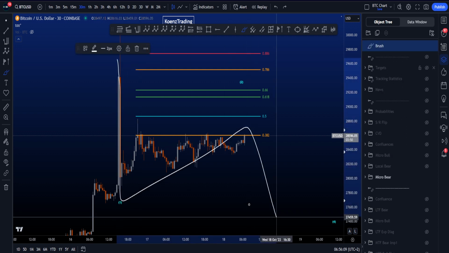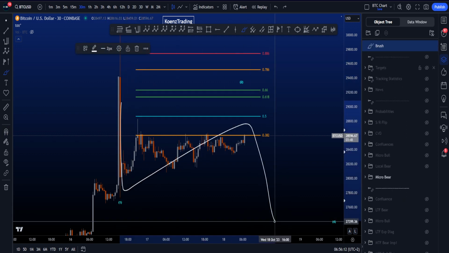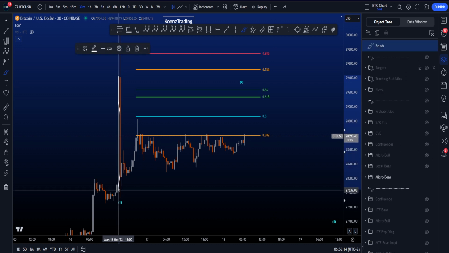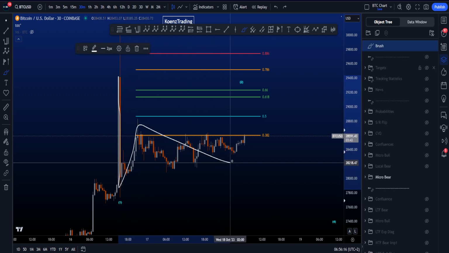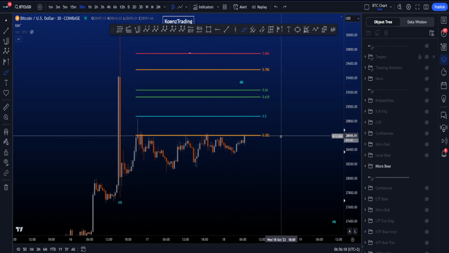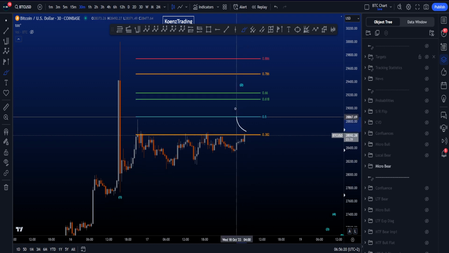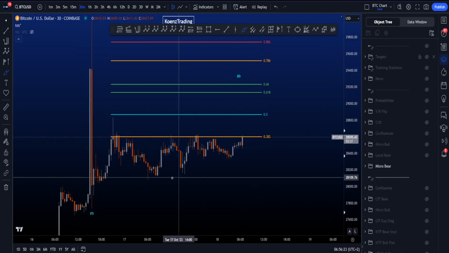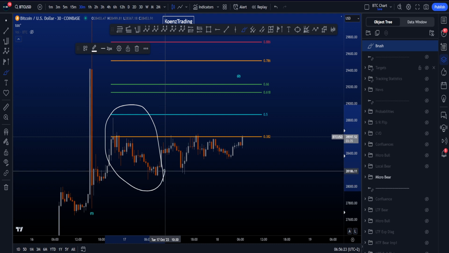and increases the probabilities that this is either an ABC or a WXY, or this is a more bullish scenario where we are soon to end the corrective structure and continue towards the upside. But in all these cases, a little bit more upside is preferred, also because of what we see over here.